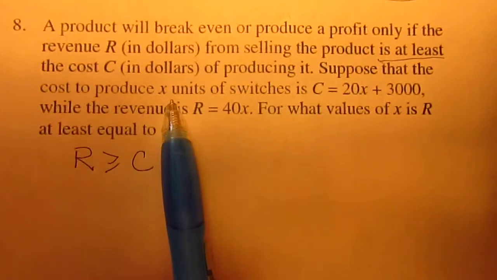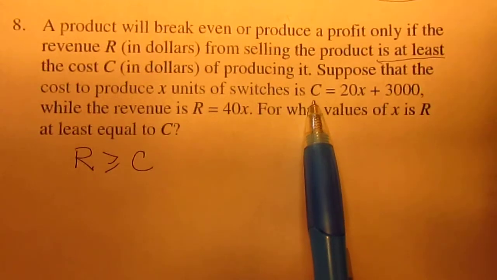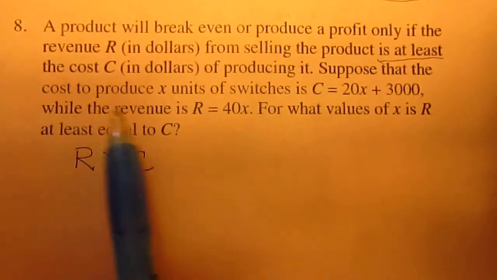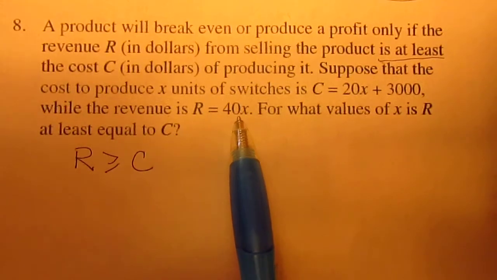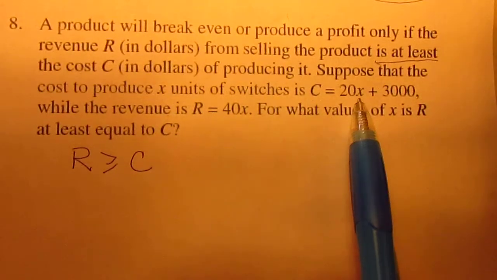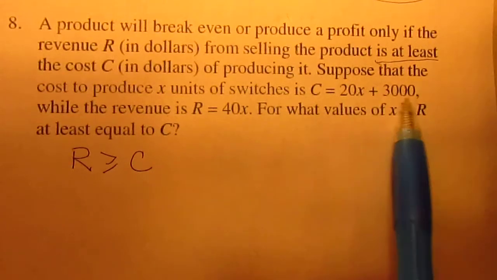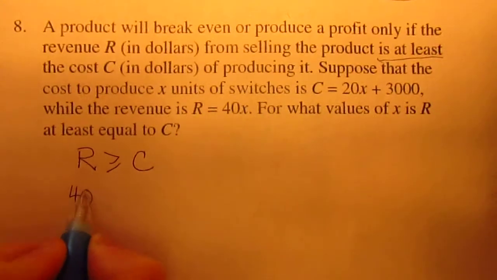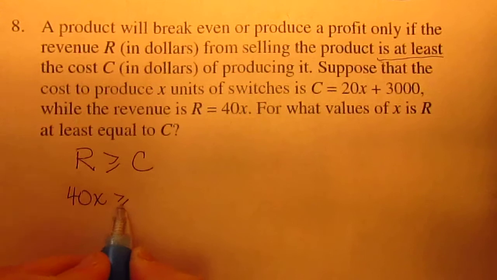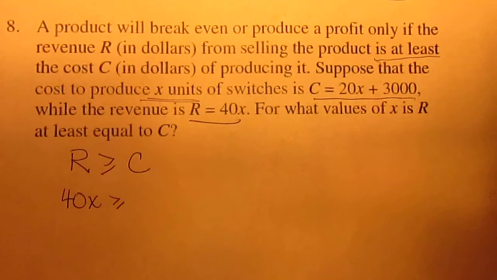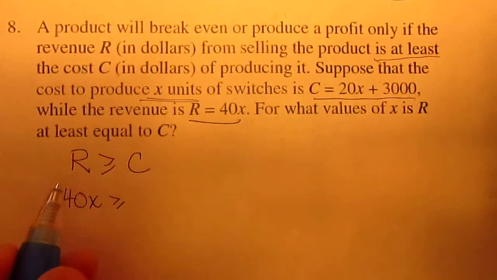So suppose that the cost to produce X units of switches is C equals 20X plus 3,000, while the revenue is R equals 40X. What's going on here is they get $40 for each unit, and the cost of producing these units is $20 each, plus, let's say, an initial flat dollar of 3,000. That's what's going on there. So we just pretty much plug in those equations or those relationships between X, that's the number of units, and R and C.